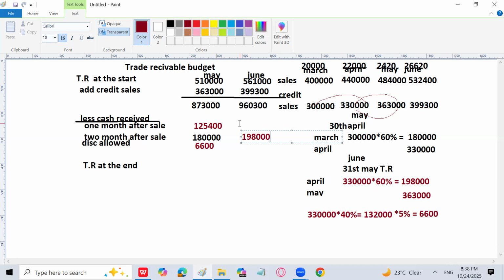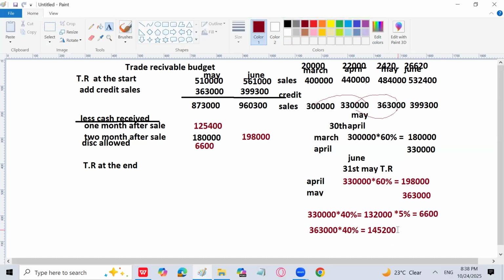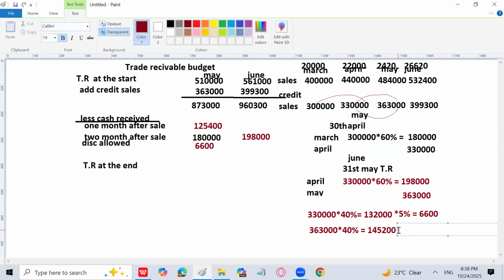Now in June, we are receiving 40% from the sales of May. Sales of May is 3,63,000 into 40% we are receiving in June, and the remaining 60% is going to be received in July. We are not preparing the budget of July, but 3,63,000 into 0.4, that is 145,200. The problem is this, that we are not receiving 145,200 fully. Why? Because if we are getting the amount 1 month after sale, means the May sales, 40% of May sales, which we are going to receive in June, we are not receiving it fully because there is a 5% discount.